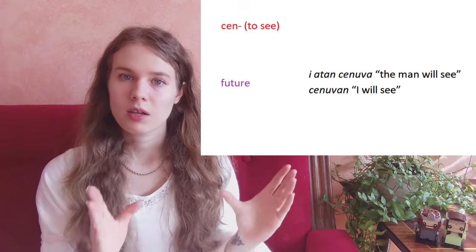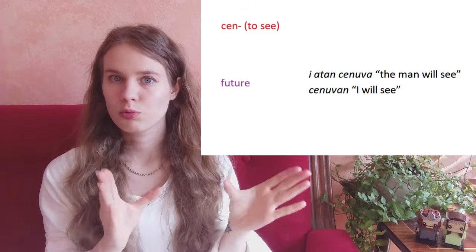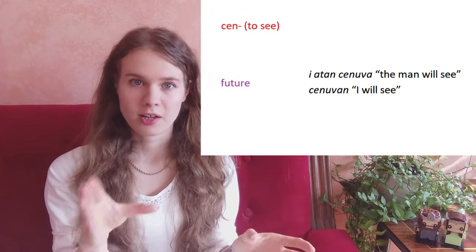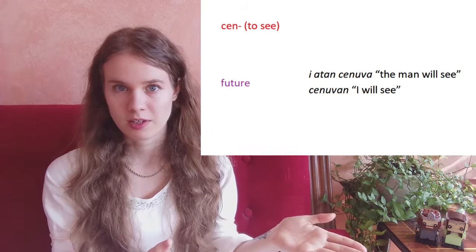And for describing future actions in Quenya, you have one way, and you basically have a simple future tense. It's formed with the suffix uva. Iatan kenuva. So uva attaches to the end of the verb. The man will see.